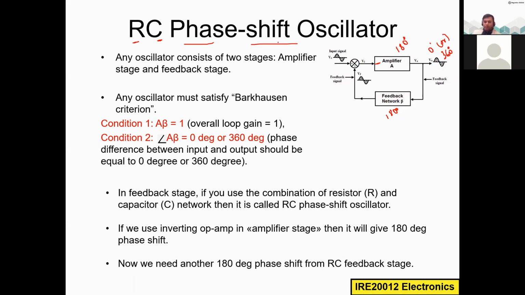So we call this an RC phase shift oscillator. If we use an inverting operational amplifier, then it provides 180 degree phase shift, which I already mentioned here. Another 180 degree phase shift we can get from the RC feedback. So here we have 180 and here we have 180. So totally we get 360 degrees.